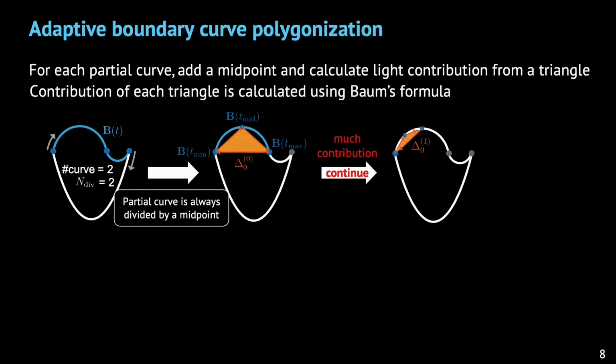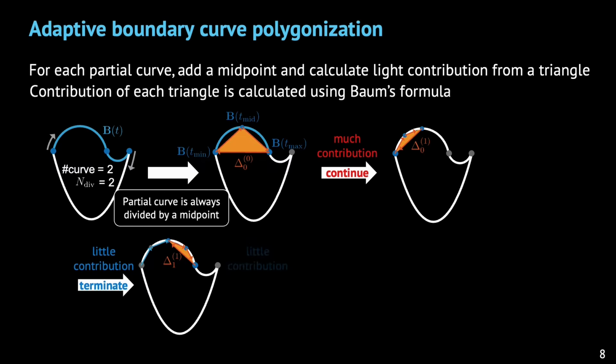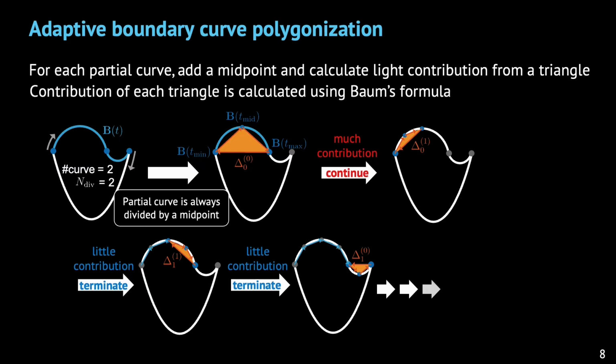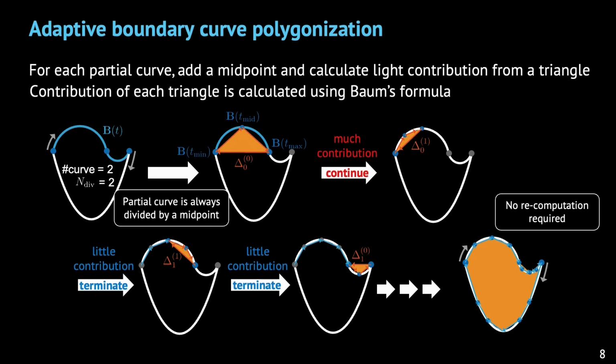On the other hand, when the contribution is less than the threshold, we terminate the subdivision and process the next curve section in a computation stack. We can obtain an approximate polygon by repeating this process until no more curve section remains. Because we have already calculated the contributions from the triangular parts in the polygon, we do not need to calculate the contribution for the resulting polygon anymore.